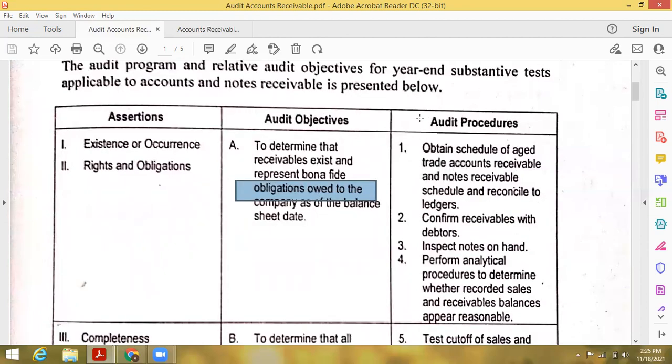So, ang audit procedure na pwede natin gawin, we have to obtain schedule of aging, trade, and notes receivable, and reconcile it to the ledger. So, meron tayo kasing tinatawag na aging schedule. Yung nakalagay doon sa aging schedule is kung gaano katagal yung receivable, gaano katagal yung receivables, ilan yung utang sa atin. So ang gagawin, i-check na yun. Sa aging, makikita mo kasi doon yung breakdown ng receivables, sino yung may utang sa atin, ilang buwan na, ilang taon na yung utang na yun.